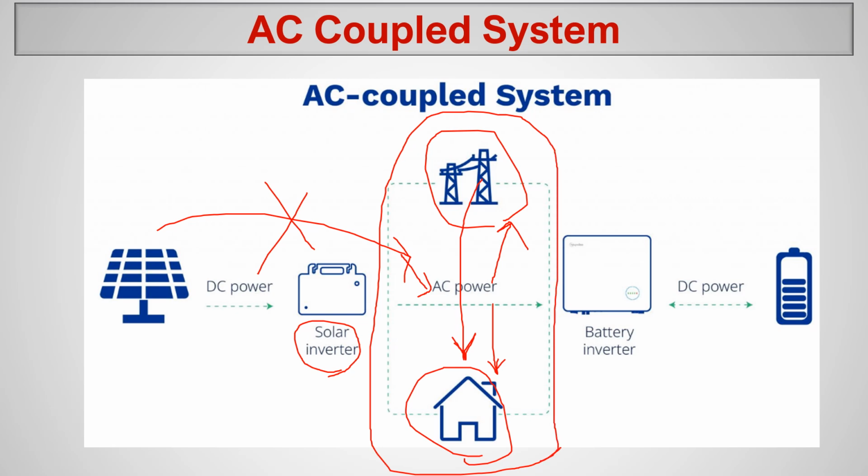If you still decide to store in the battery, then the power comes to the battery inverter. This is called the battery inverter. This battery inverter converts into DC power and stores it in the battery. This is your battery. Okay, so this is the AC coupling system.